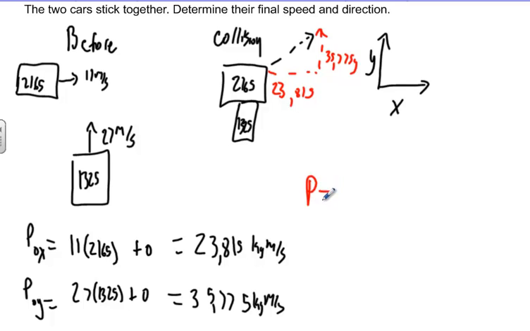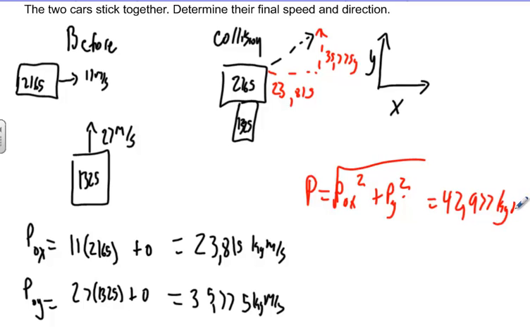Now, those are the components, which means I can find the hypotenuse. My final momentum is equal to the momentum in x that I started with, squared, plus the momentum in y, squared, square root. Pythagorean theorem. So I'm going to take 23,815 squared plus 35,775 squared, square root that, and I get a momentum of 42,977. This is not the answer to the question. This is how much momentum these things have.